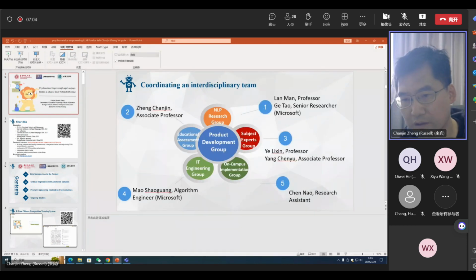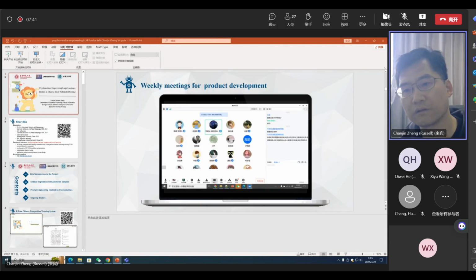To do such work, we have an interdisciplinary team. We also cross institutes because it's a collaboration between our university and Microsoft Research in Beijing. We have several smaller groups engaged in different tasks. Some people are engaged in basic NLP research. We have expert teachers to give us subject advice. But the center is the product development group headed by me. We have weekly meetings for product development.